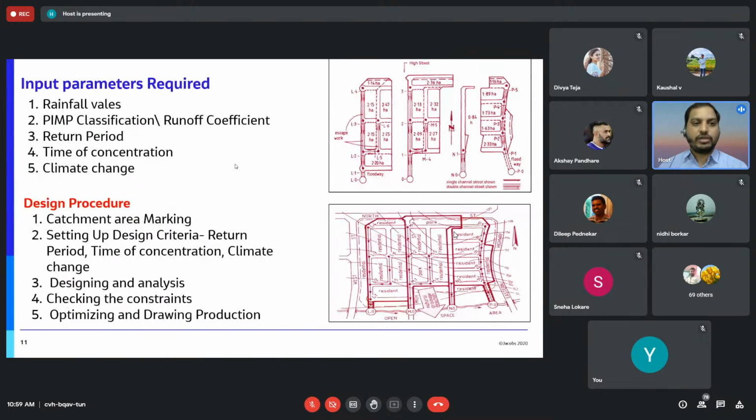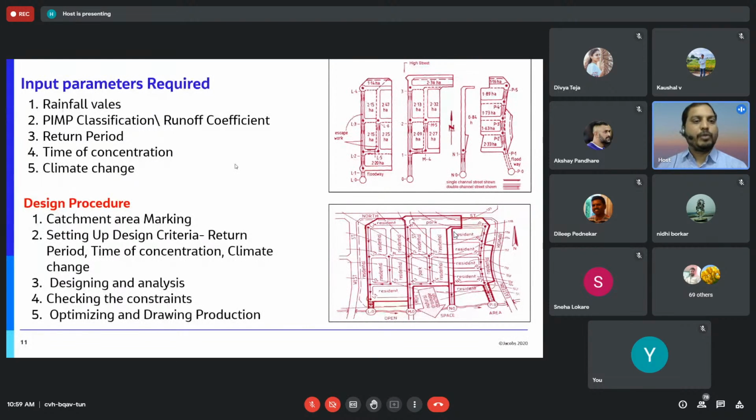Now the optimization process is nothing but, we need to be very much concerned about the cost economics also, because the highway projects and infrastructure projects are very costly, and we cannot give designs with oversize. So we need to properly optimize our designs, so that the client will be happy and the authorities will be happy. And the last part will come as drawing production.